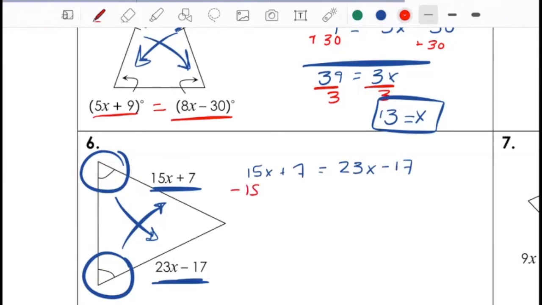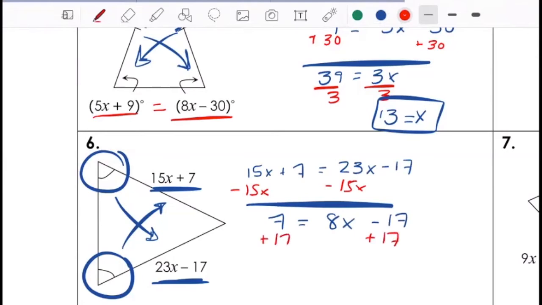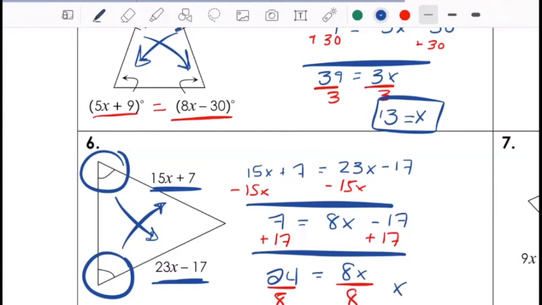Solve for x. That's all our goal is now, guys. We got to get x all by itself. So we're going to subtract 15x from both sides. 7 equals 8x minus 17. Now we can add 17 to both sides. So 24 equals 8x. Divide both sides by 8. X equals 3.